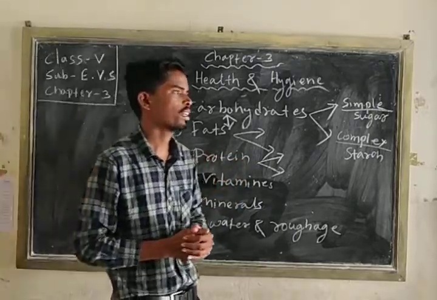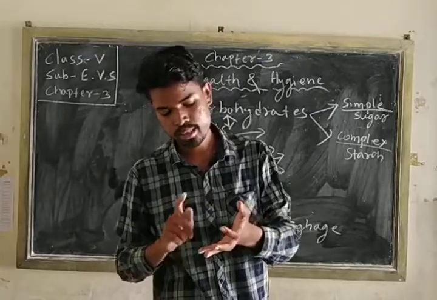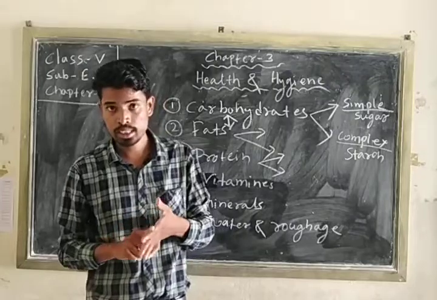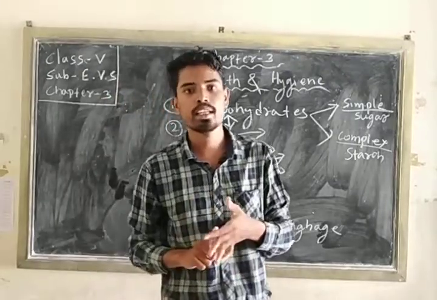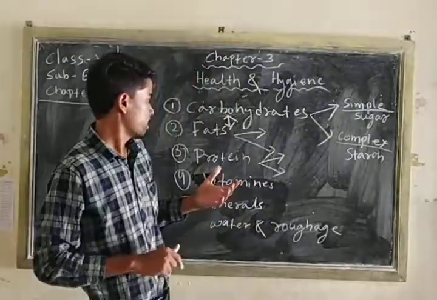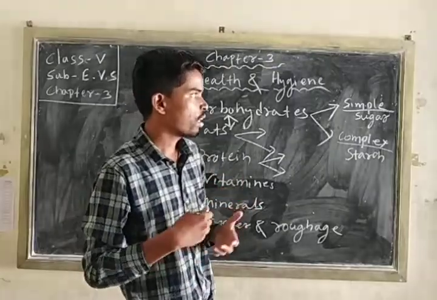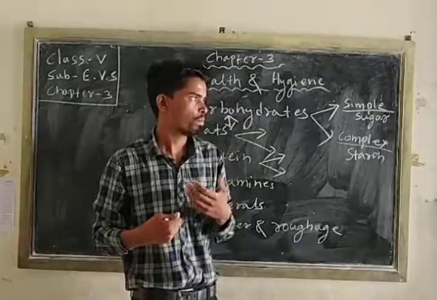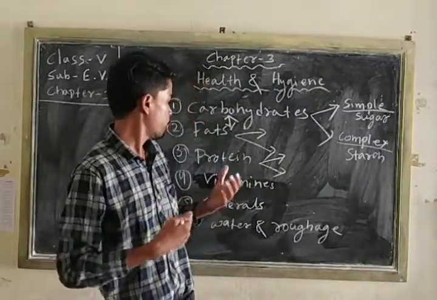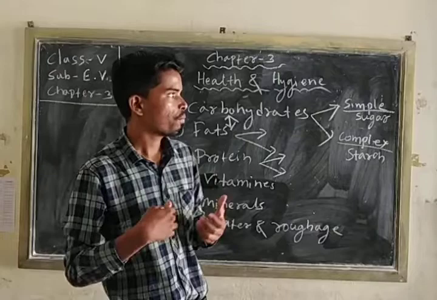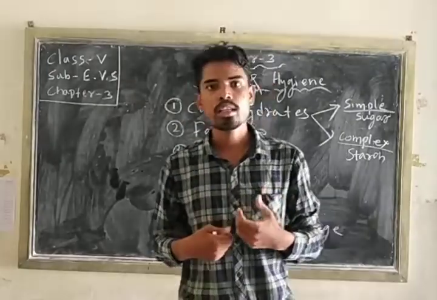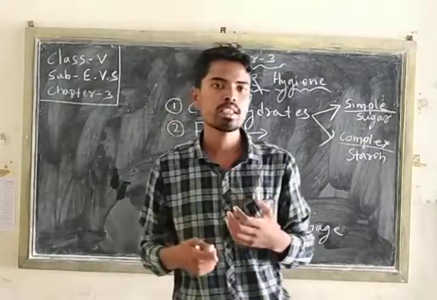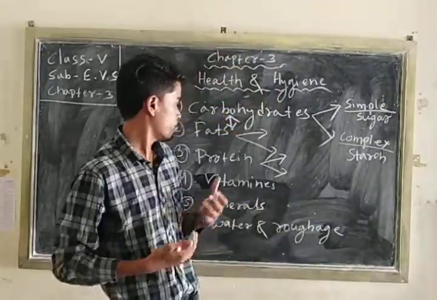Vitamins: there are different types of vitamins, such as vitamin A, vitamin B, vitamin C, vitamin D, E and K. Our body requires only a small amount, but the function of vitamins is very important for us. Different vegetables, fruits, cereals and pulses have different vitamins.